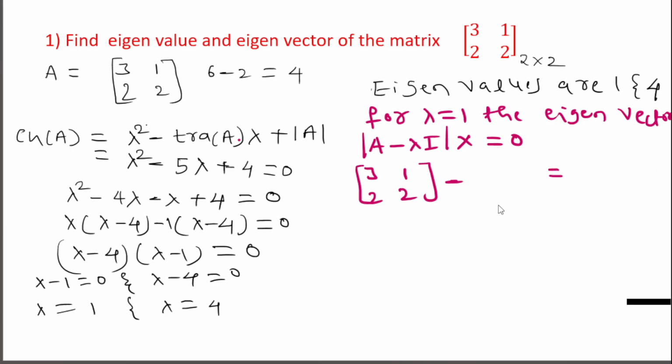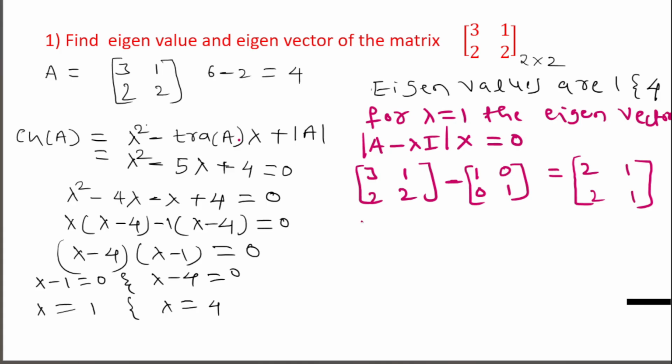For lambda equal to 1, lambda into I is the same as the identity matrix, 1, 0, 0 and 1. Subtract A minus this identity matrix: 3 minus 1, that is 2, 1 minus 0, 1, 2 minus 0, 2, 2 minus 1, that is 1. This is the resulting matrix. Then we have A minus lambda I as the matrix 2, 1, 2, 1.